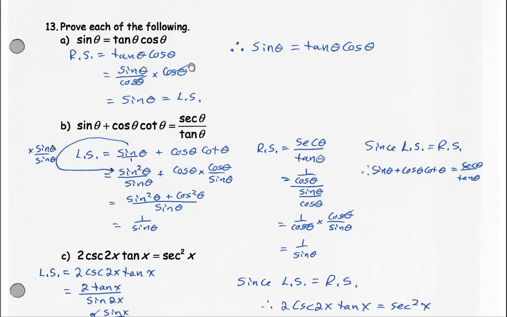And then we're multiplying that by this cos theta. So this cos theta in the denominator divides out with this cos theta in the numerator. And so we're just left then with sine theta, which is what the left side is equal to. So that's the first one proven.